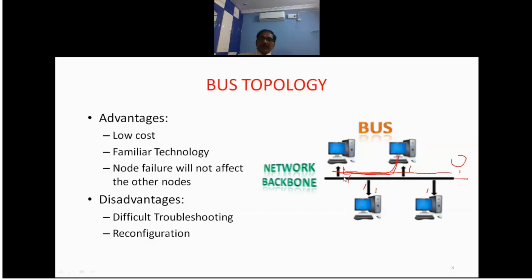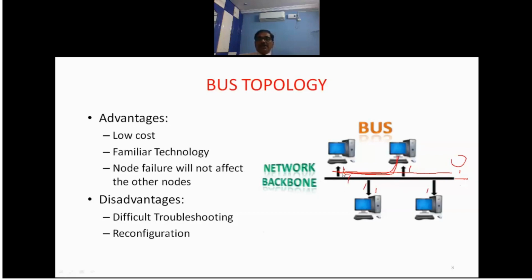To verify whether this segment has failed, when you are using the drop cable, we have to connect a T connector. A T connector is to be connected at this point. One end of this segment is connected to the T connector, and this segment is connected to the other end of the T connector, and the third end of the T connector is connected to the system. So a T connector is being used.